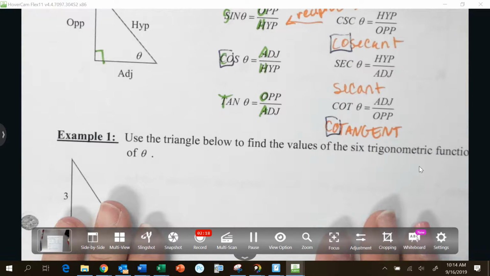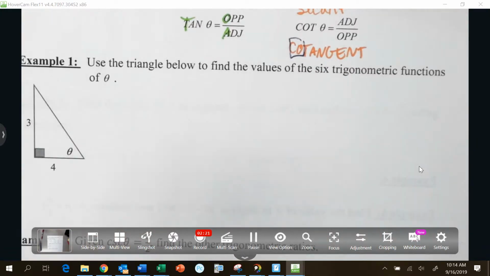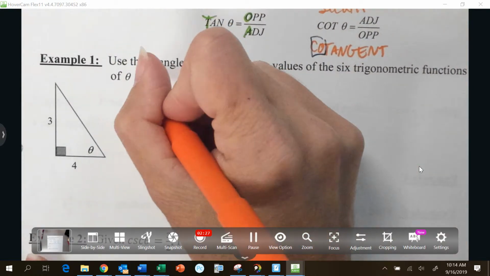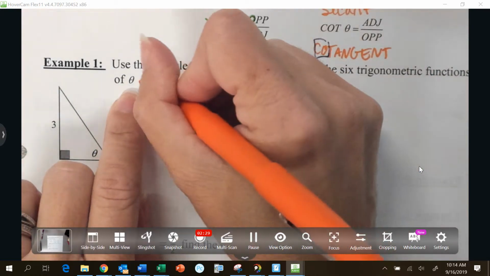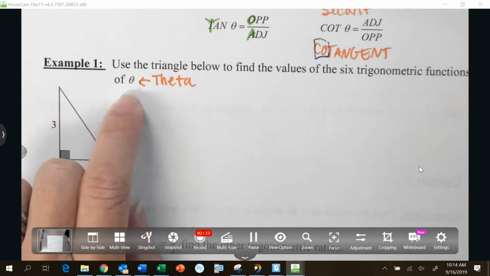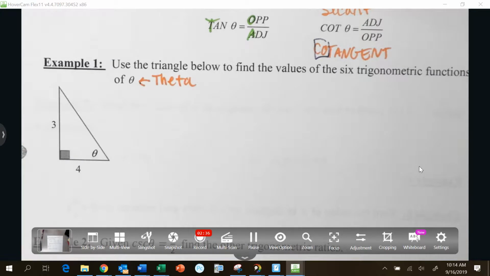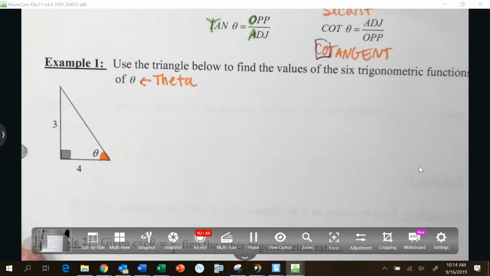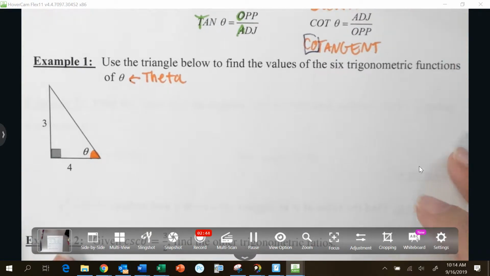When we find the values of the six trigonometric ratios, trigonometric functions of theta, first of all, theta, I used it before, but just to go over that again, theta, T-H-E-T-A, is a Greek letter that we always use to represent the angle we're speaking of. So theta is just representing that angle that I'm talking about right now. And this is asking me to find the six trigonometric functions of that particular theta.